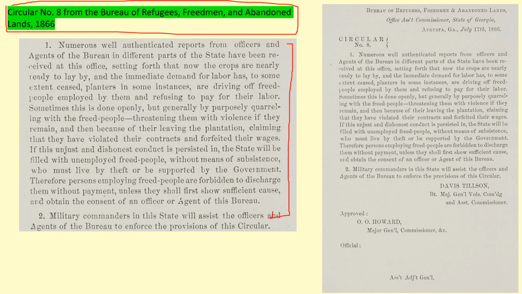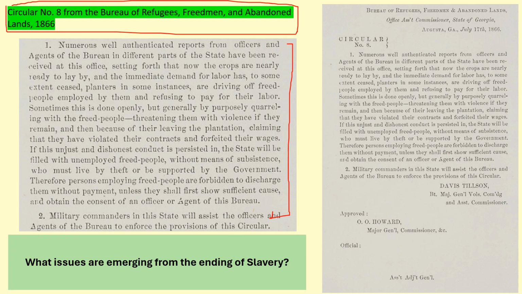And just a couple of things that you want to think about here. What issues are emerging from the ending of slavery? As it mentions here, without means of sustenance, who must live by theft or be supported by the government. What they're arguing here is that if there's no resources provided for the freed slave, they might become dependent. But then they also address some other issues up here.